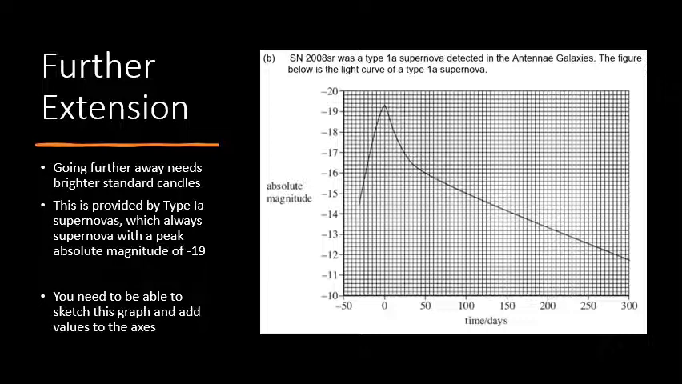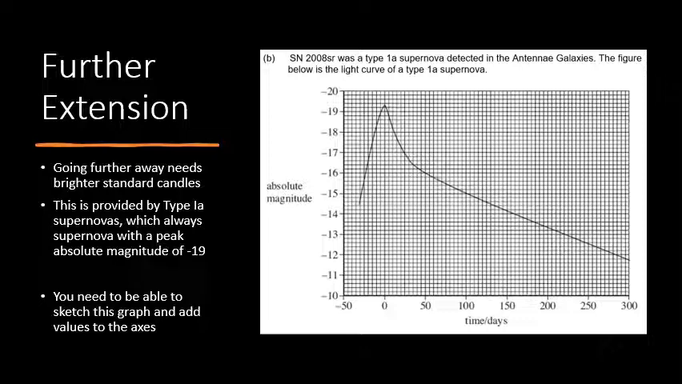And it turns out that type 1a supernovas do that for us. Now, type 1a supernovas always peak with an absolute magnitude of minus 19. You can see in the graph there, it's actually a fraction over minus 19, but minus 19 does for your exam board.